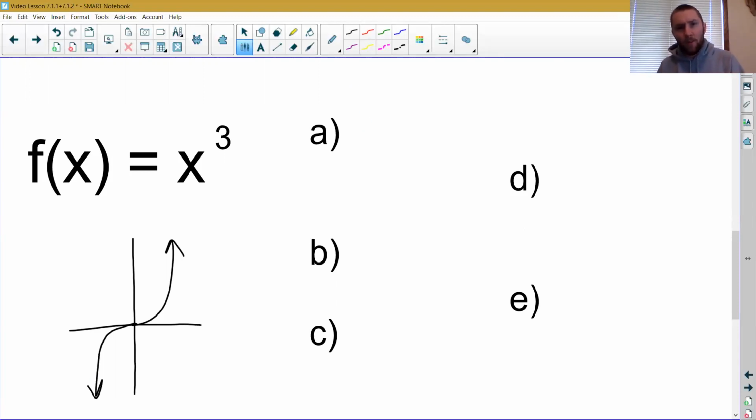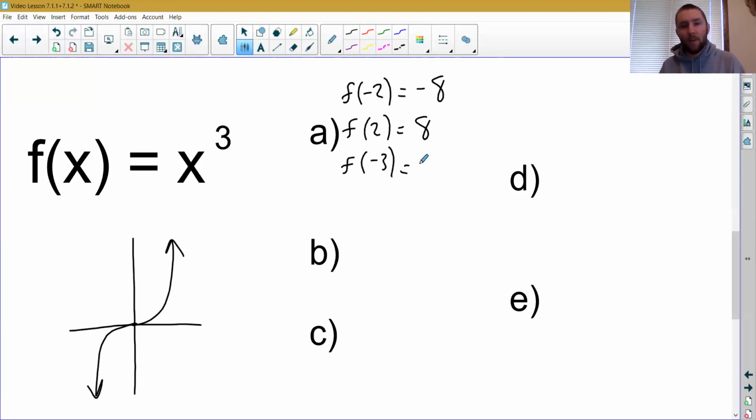So for part A, if we plug in all these values again, let's say -2, -2 to the third power is -2 times -2 times -2 makes -8. F of +2 is going to be +8, right? 2 times 2 times 2 is 8. Then they want us to do it for the 3's. F of -3 is -3 times -3 is 9 times -3 is -27. F of +3, 3 times 3 is 9 times 3 is 27.